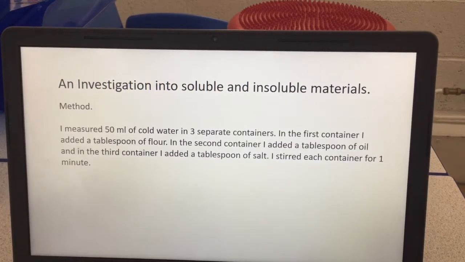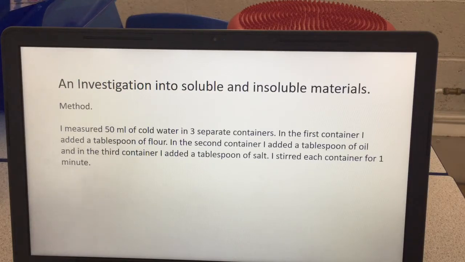So you need a method first. Now methods are very simple. It's literally exactly what you did in chronological order, in the order that you did it. All right, so for example, you could be writing something like, I measured 50 millilitres of cold water in 3 separate containers. Notice I've been really specific with how much water I used in my containers because that is important. In the first container I added a tablespoon of flour, in the second container I added a tablespoon of oil, and in the third container I added a tablespoon of salt. I stirred each container for 1 minute.